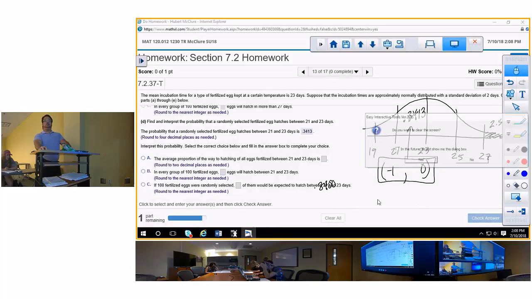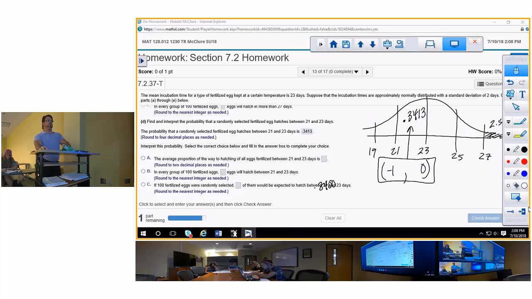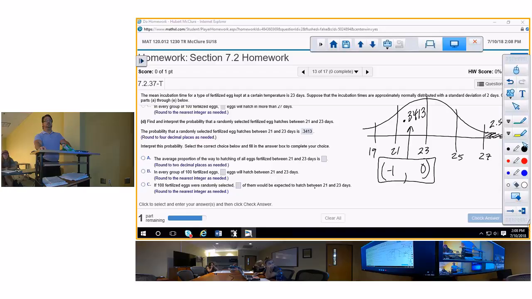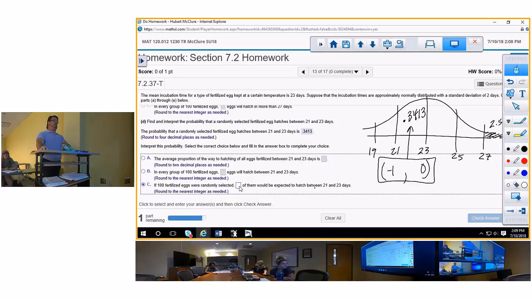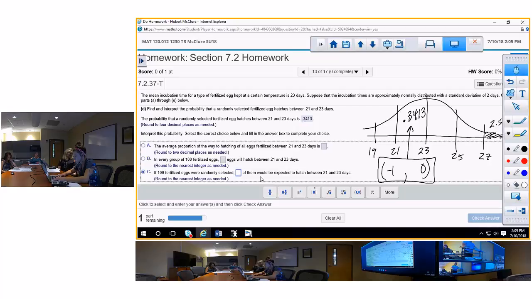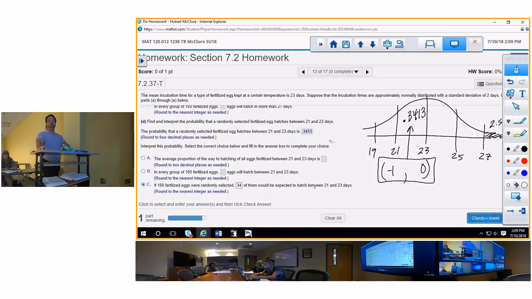Which one has too many words? A has too many words. Sounds like a Philadelphia lawyer, so you don't pick A. Which one is definite? B is definite, so since A is too wordy and B is definite, what's your final answer? B, 34% of eggs. I have to type in the box twice to get it to work.